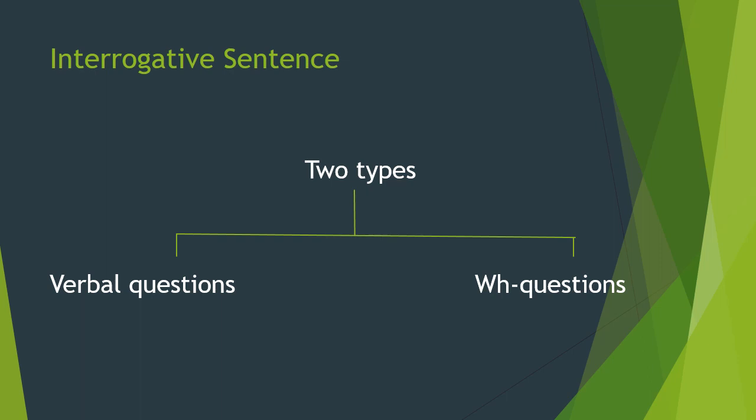That is, if you ask the question, you will get yes or no as the answer. Or I will give you another clue how to identify verbal question. It begins with is, was, are, were, etc. And WH question begins with why, where, how and what.